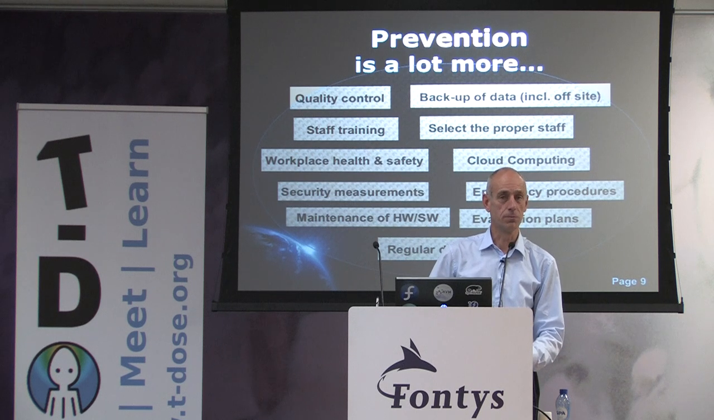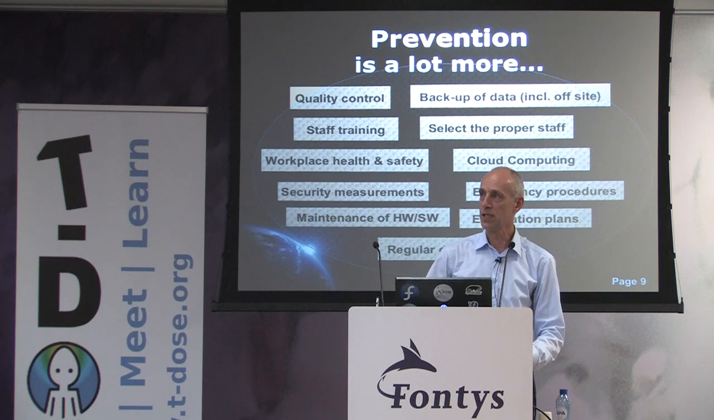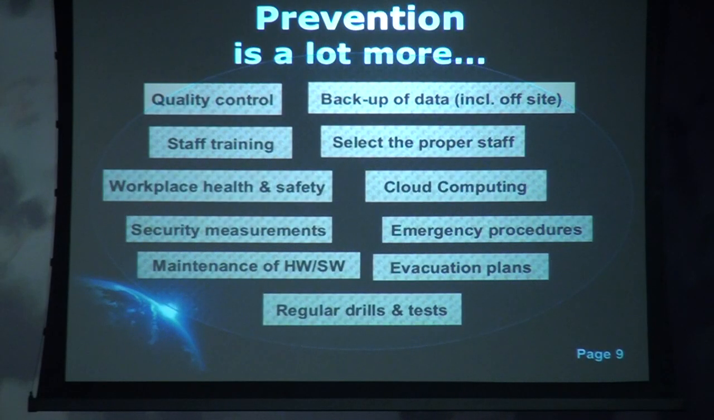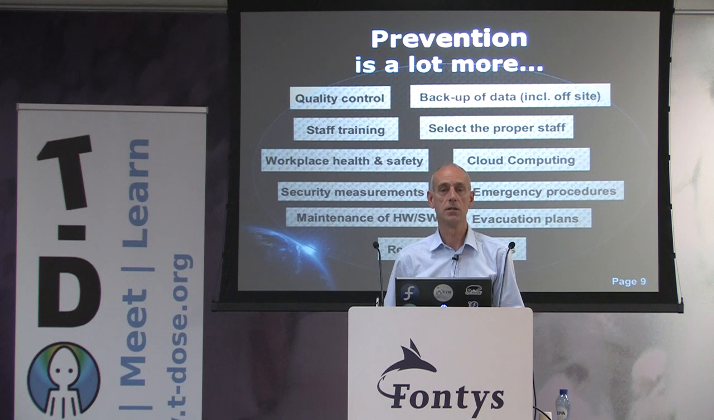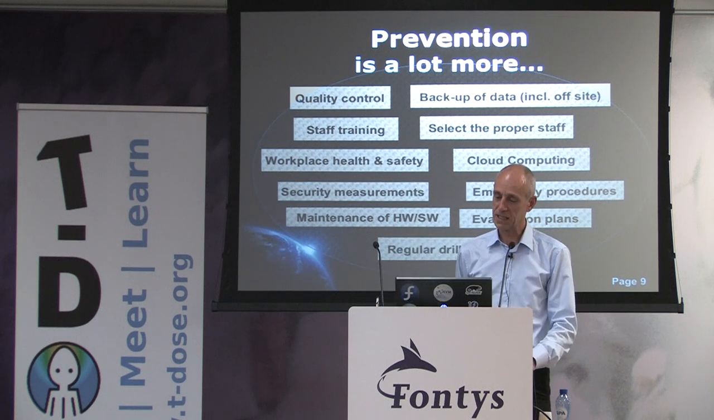But again, prevention is a lot more. I mentioned a lot of items here, and I don't want to go over them all together. But to name a few, it's quality control, that's again a risk prevention effect. Training of your staff, hiring good staff. Cloud computing is also a kind of risk management, so that you don't always put your entire data center in one place. Sometimes you may not put data in the cloud because of FDA rules or other SOX rules, where your critical data may not be in the cloud for reasons that are quite evident, stuff like that.